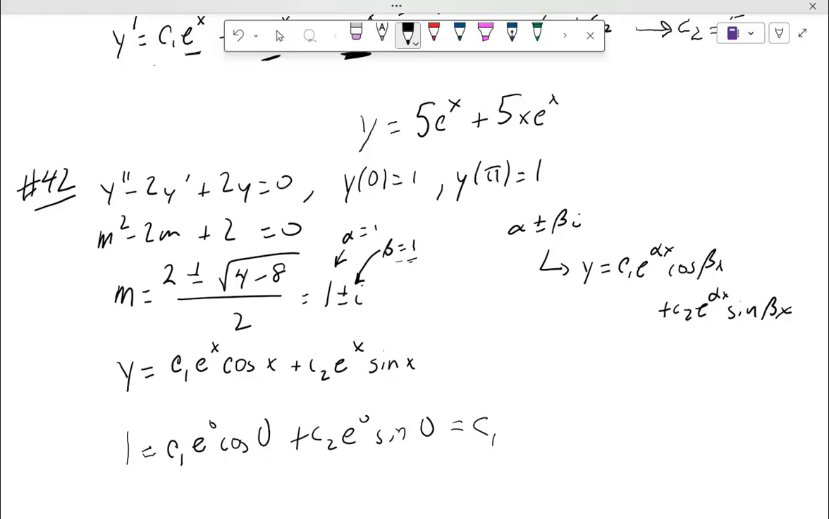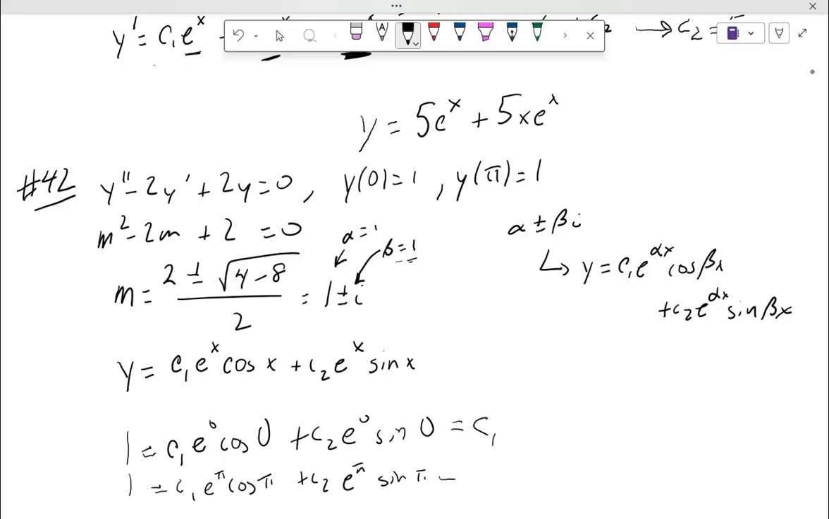Okay, so good. You'd have a 1 on the left-hand side, right? Then you'd have C1 e to the pi cosine of pi plus C2 e to the pi sine of pi. Good. What's sine of pi equal to? 0. Cosine of pi is -1.